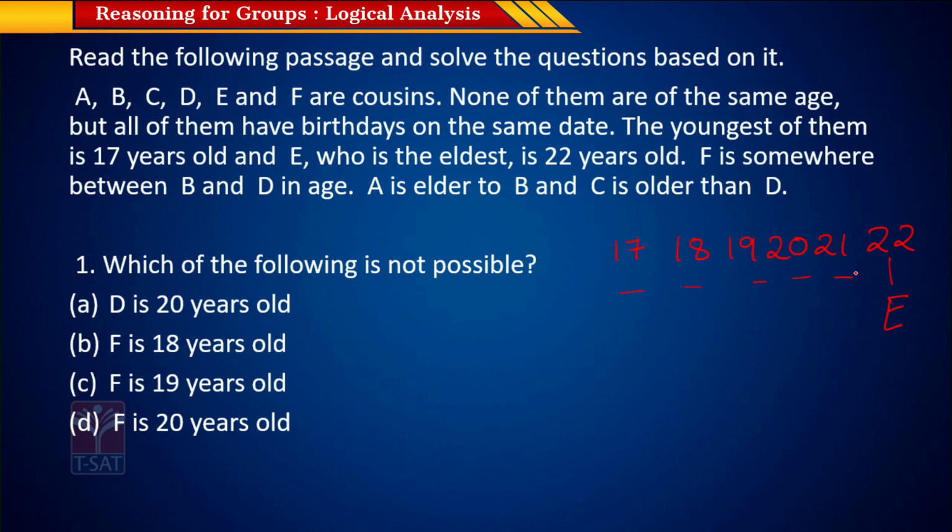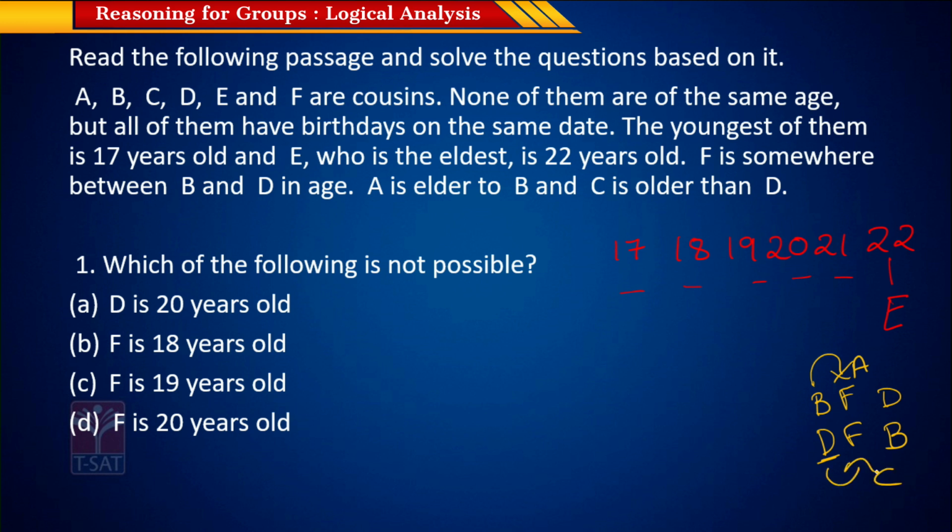We have some other information given. We are given that F is somewhere between B and D in age. So it is not given whether B is older than D or B is younger than D. So it can be either way. And we know that F has to be between B and D. Okay. And A is elder to B. So wherever B is, A will always be to the right. That means its age is greater. And C is elder to D. So wherever D is, C will always be on the right.